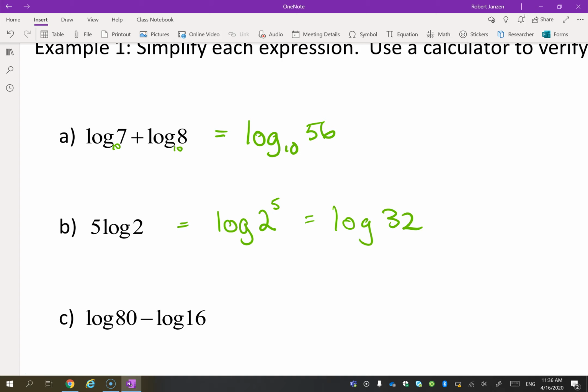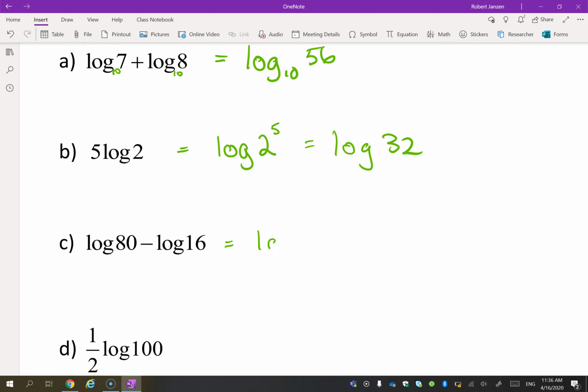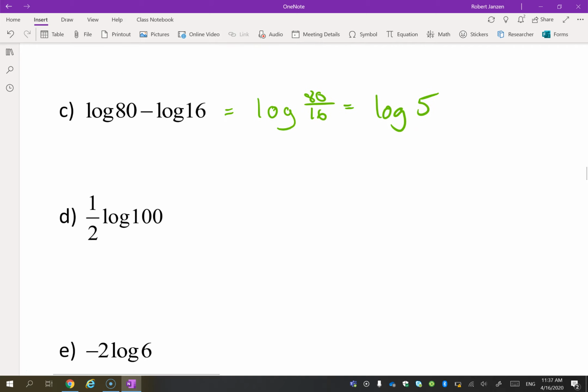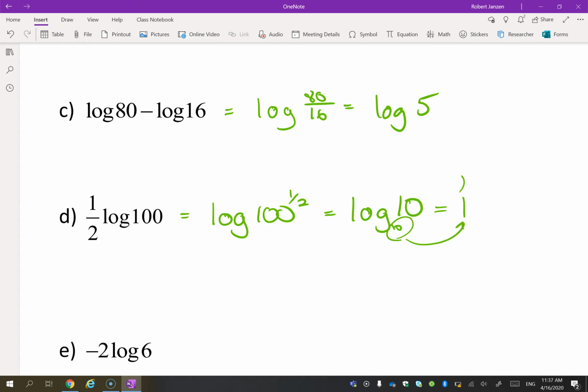Okay, by the way, that's base 10 as well. And then what is this one? Well, they're both base 10s, and when we see subtraction, that's the same as writing it within the same log as division. So we get log base 5. Okay, and sometimes we can use these rules to help us evaluate. So if you look at this one, and we put that half back on the exponent, you get log of 10. Now what does this mean? This is a base of 10 here, and this is saying 10 to what power is 10? This answer is 1. Okay, because 10 to the power of 1 equals 10.